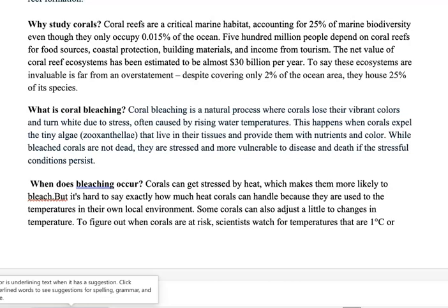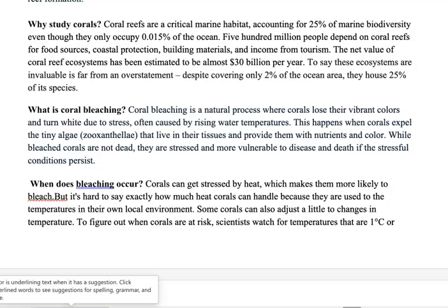So why should we study the corals? The coral reefs are a critical marine habitat, accounting for 25% of marine biodiversity, even though they only occupy 0.015% of the ocean. So they occupy a really minuscule part of the ocean, but they supply a quarter of the marine biodiversity. 500 million people depend on the coral reefs for food sources, coastal protection, building materials, and income from tourism.